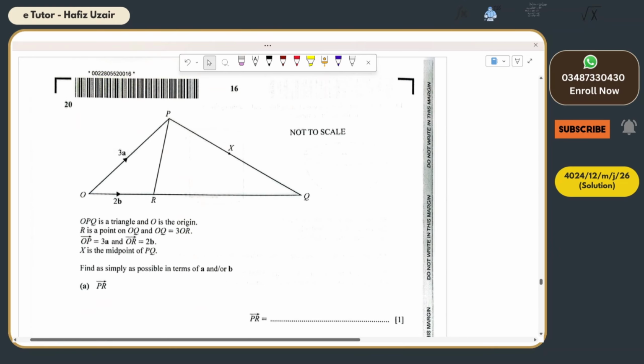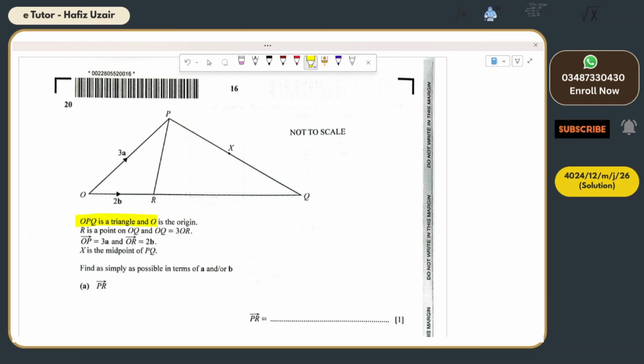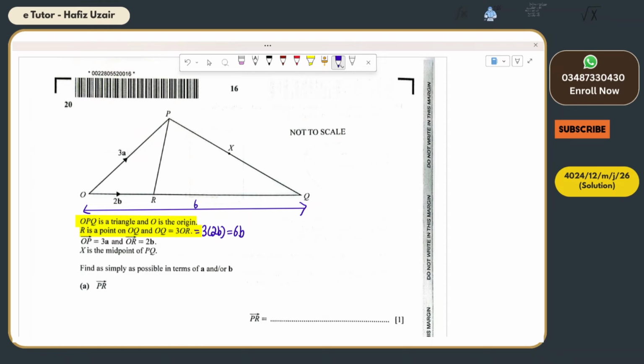Okay, let's solve this. Now, this question 20 is related to vectors. So let's read the statement first. OPQ is a triangle and O is the origin. R is a point on OQ and OQ is equal to 3OR. So this is actually OQ and this is equal to 3OR. So we can write 3 times 2B, that is 6B. So this whole thing is 6B, and this part will be 4B.